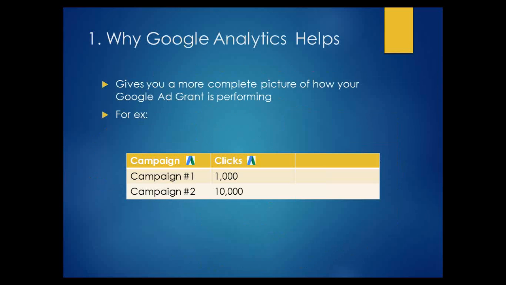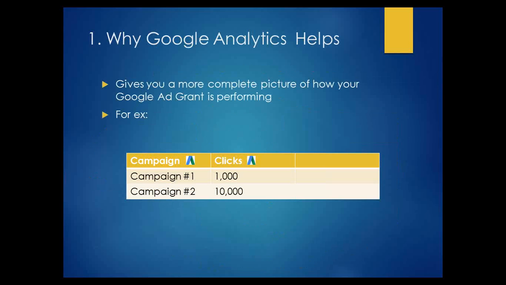So this table of data, just for example, you have campaign number 1 and campaign number 2. And inside your AdWords account, you get information like clicks. So if you just see this data and you see campaign 1 is generating 1,000 clicks and campaign number 2 is generating 10,000 clicks in, let's say, a month period, you're obviously going to say that campaign 2 is performing a lot better than campaign 1.